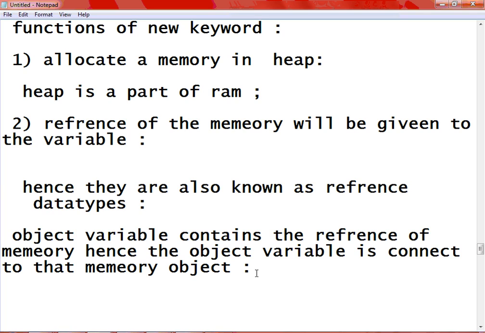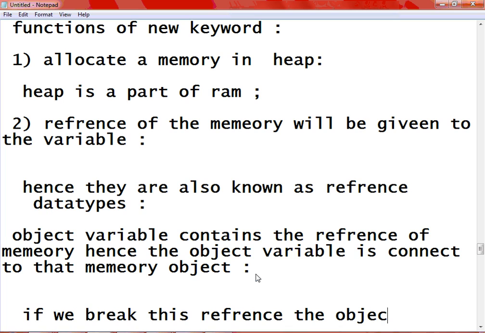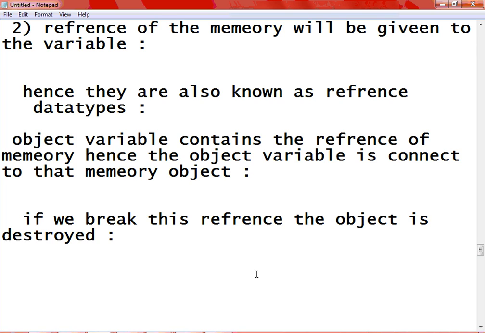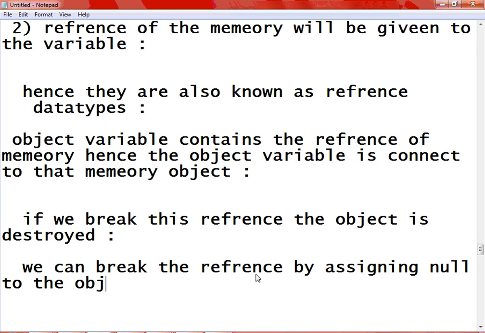Obviously, if we break this reference, the object is destroyed. How can we break the reference? We can easily break the reference using null. By assigning null to the object variable, we can break its reference. We can just assign a null to it, and this is going to break its reference completely.